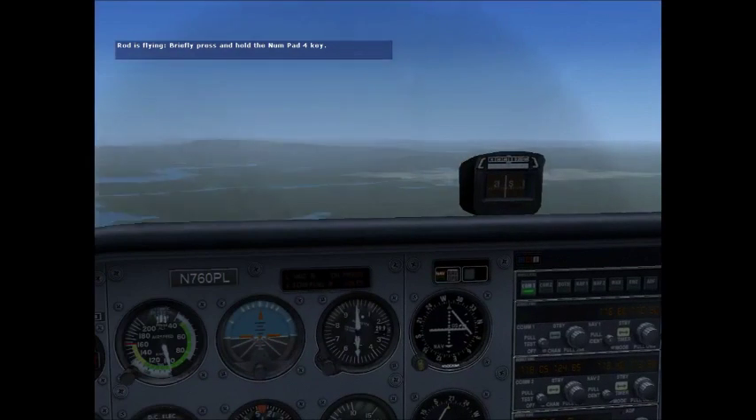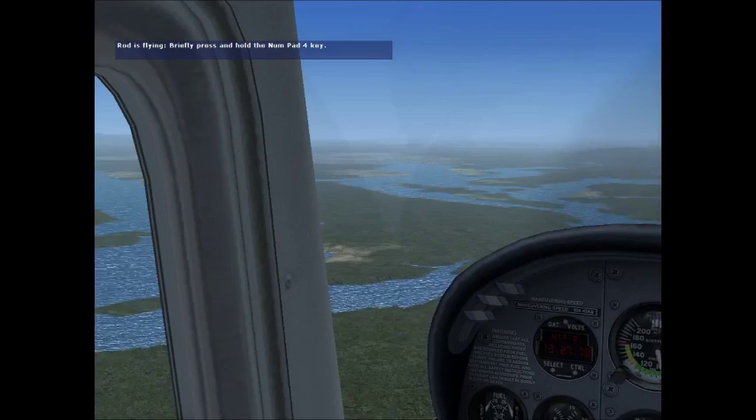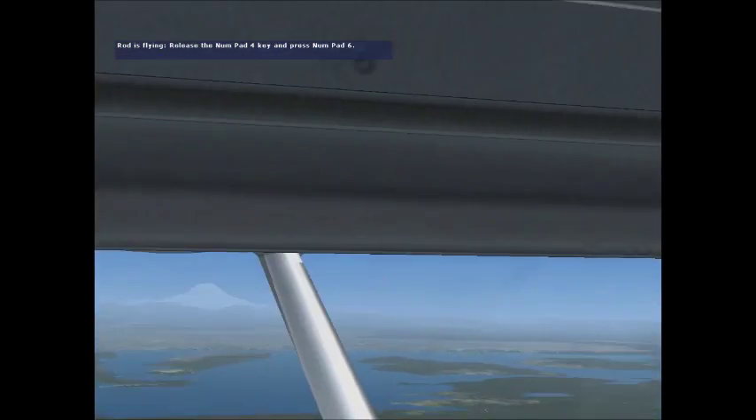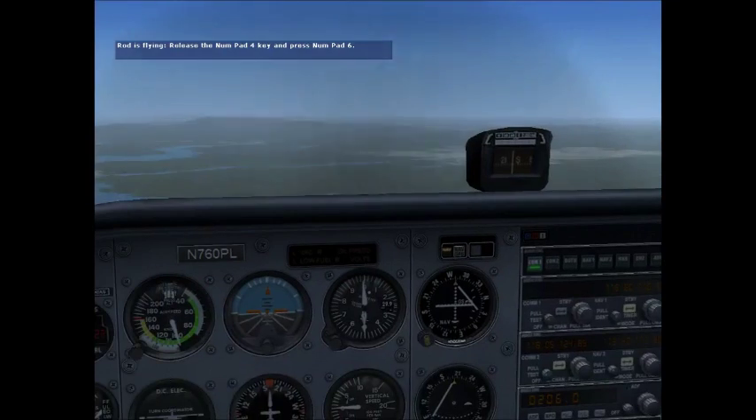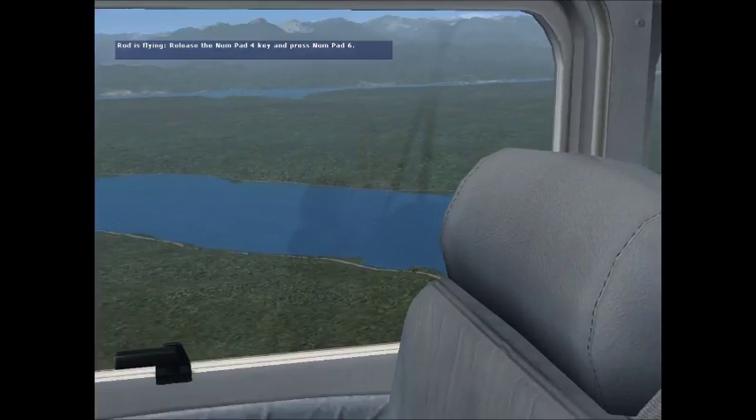Press and hold the 4 key for a moment. See how the horizon is level relative to the windowsill? Release the 4 key and press the 6 key. Those are the Olympic mountains out there. Now, they're pretty, aren't they? Yep.